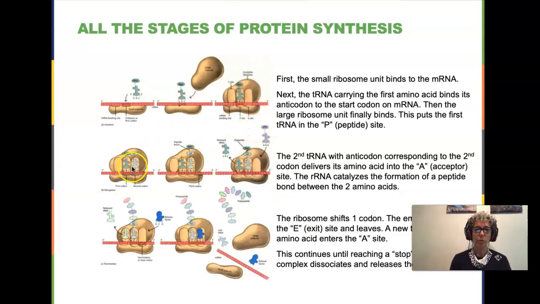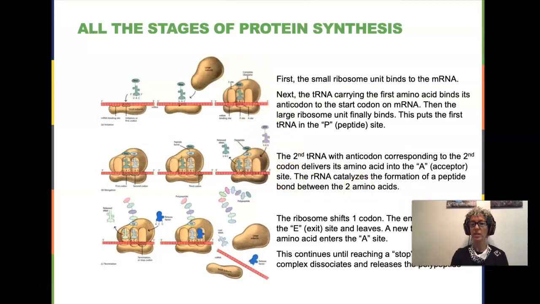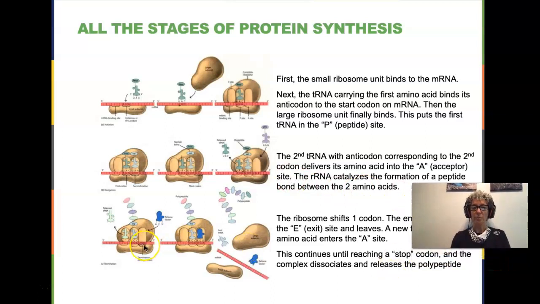This goes through the whole process that we just talked about, where the second tRNA comes in. The ribosomal RNA portion of the large subunit is what has the enzymatic activity to form that peptide bond. When we shift, we pull the tRNA that has the peptide chain into the P site. We have an empty A site for the new tRNA with a single amino acid, and this continues until we reach a stop codon.